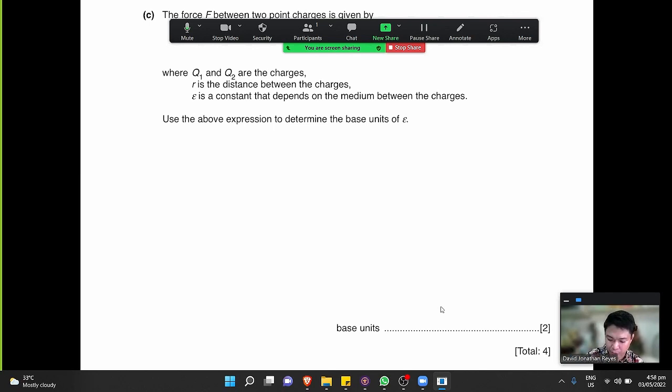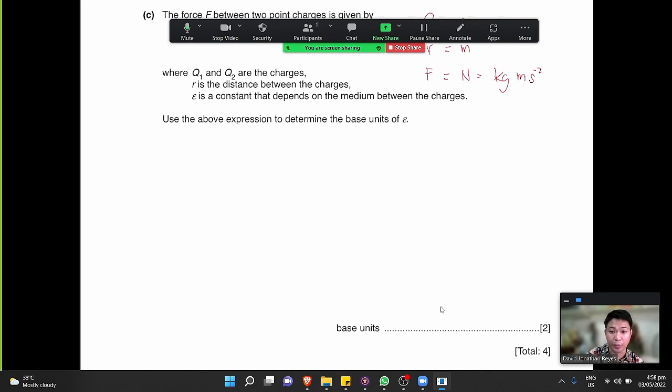Okay, so let's begin with Q. Q is actually charge that has a unit of C, coulomb, but it's also equivalent to its base unit, which is ampere times seconds, right? The next is radius. Radius is equal to length, so that is meters. Then the last would be force, which is equal to Newton, but it's also equal to kilogram meter per second squared.